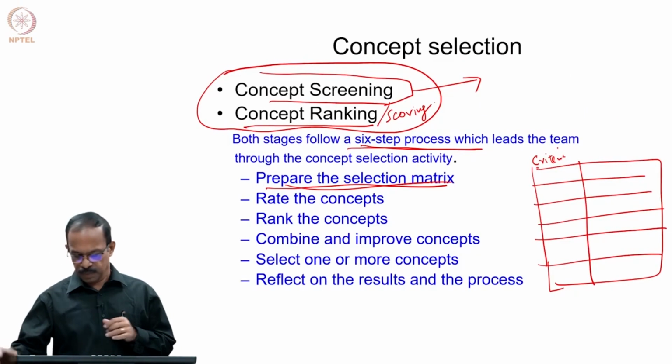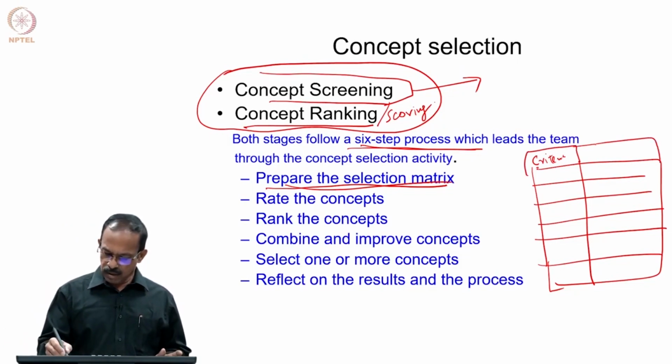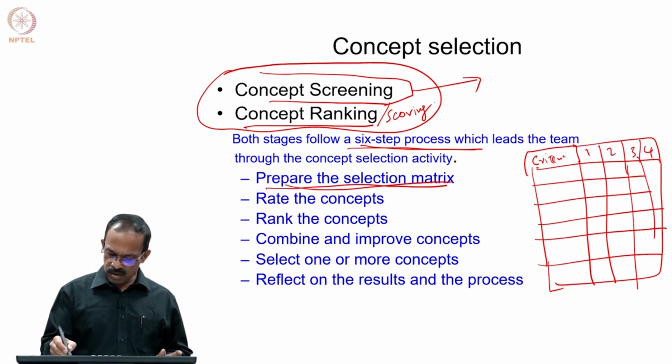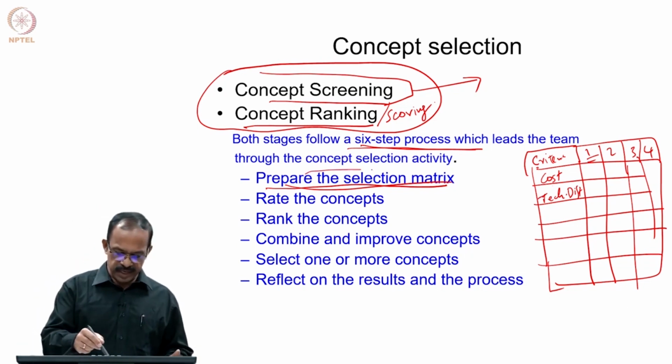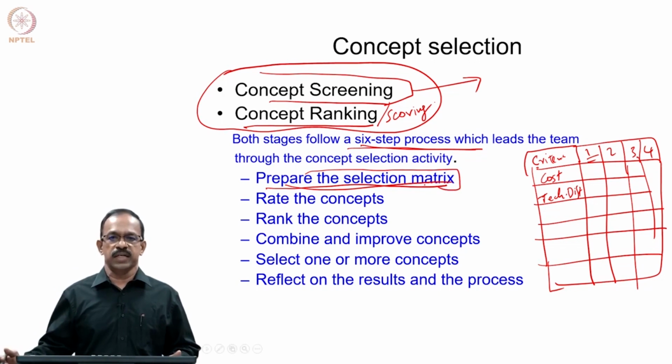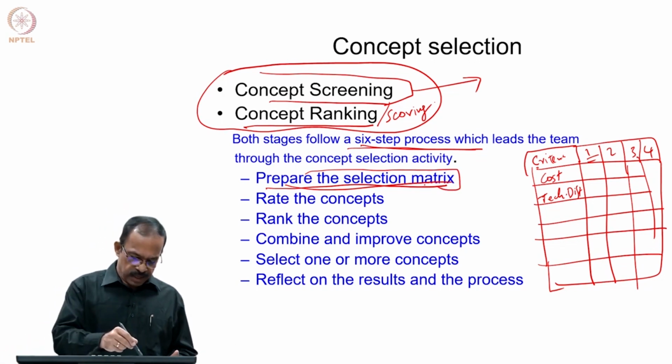Sorry, this will be the criteria, and then I have the concepts: concept 1, 2, 3, 4, etc. Each concept will be evaluated against these criteria, like cost or technical difficulty, etc. This is known as the matrix. So, you have a selection matrix which has the selection criteria and the alternatives listed, and then you rate the concepts against the criteria.